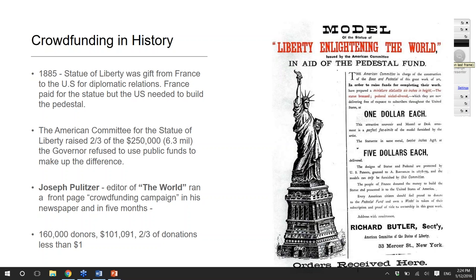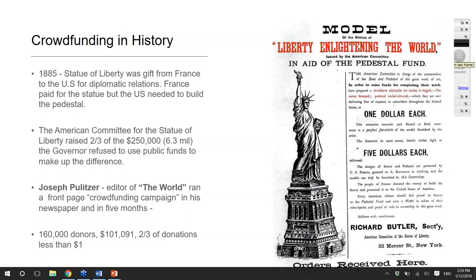The Americans had a committee come together to raise that money, and they called it the American Committee for the Statue of Liberty. I know it's not a very creative name, but that's what they came up with in 1885. Their job was to raise enough money to build a marble pedestal that could hold up the weight of such an immense statue. They were successful to some degree, but they were only able to raise two-thirds of the money, which was $250,000, and in our time $6.3 million. They were short by a third to really get this pedestal up and running.